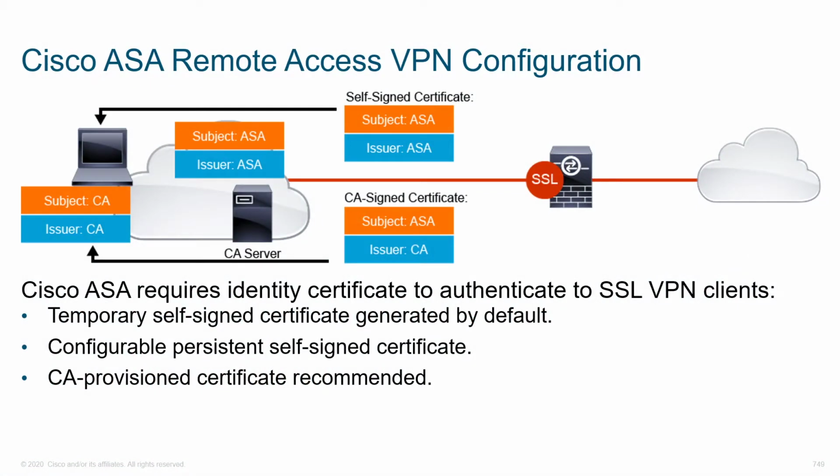Let's take a moment to look at the configuration for remote access VPN. First off, if people are connecting to the outside interface of the ASA and we want to authenticate the ASA to the end user, we're going to need an identity certificate. Your identity certificates come from a couple places.